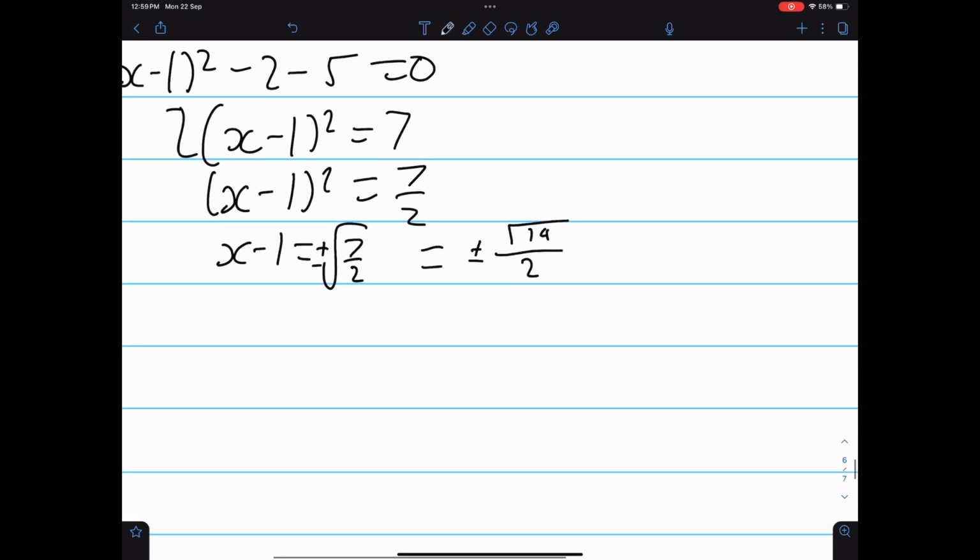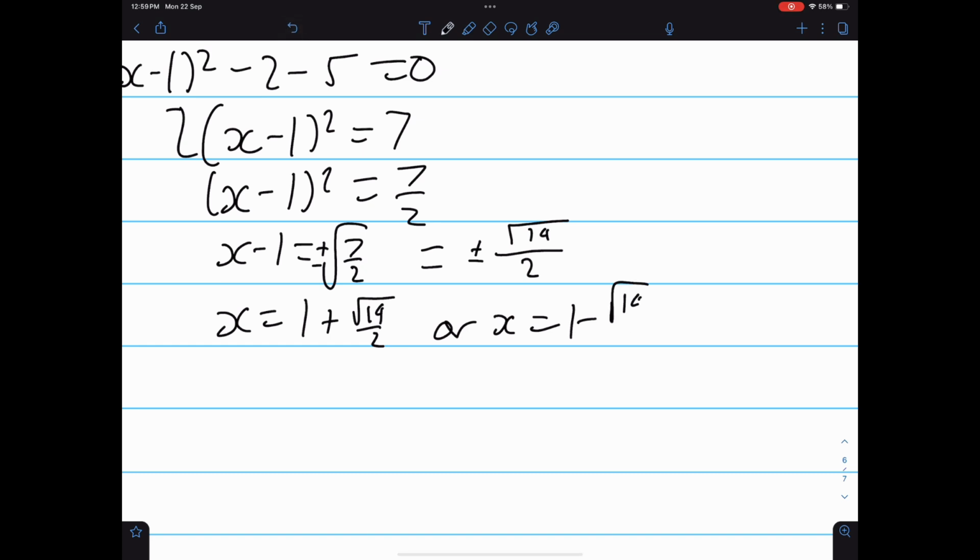And so that means x is either 1 plus root 14 over 2, or x equals 1 minus root 14 over 2.